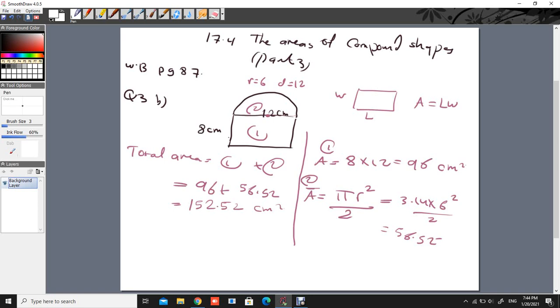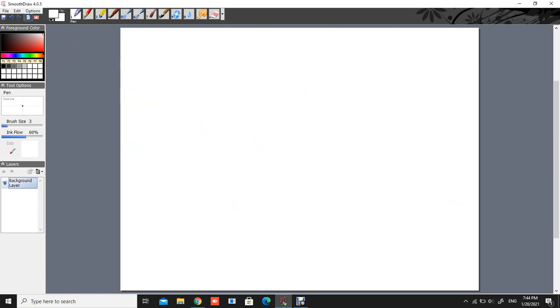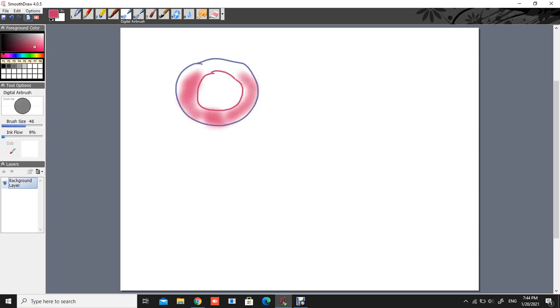Now for the last shape, I'm gonna discuss the last shape with you. Here we have two circles inside each other. This is the first circle. This is the second. Okay, now we are talking about this area. Here we have two circles. Find the area of the large one and the small one. Then take away the small one from the large one.